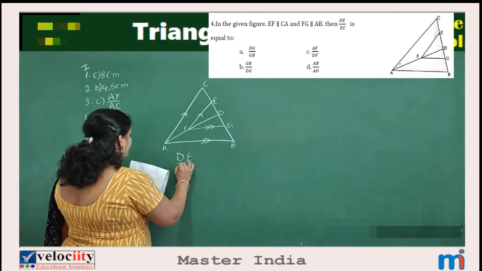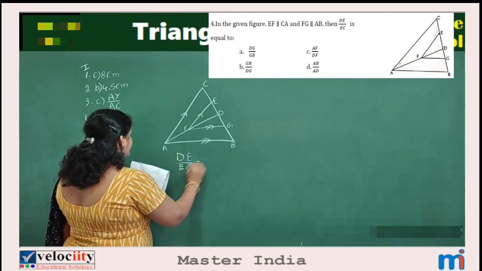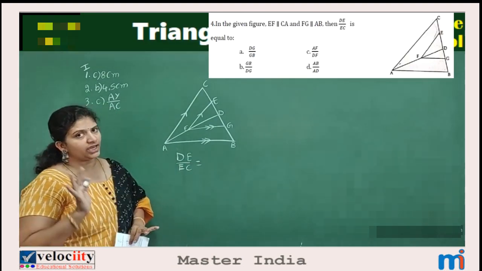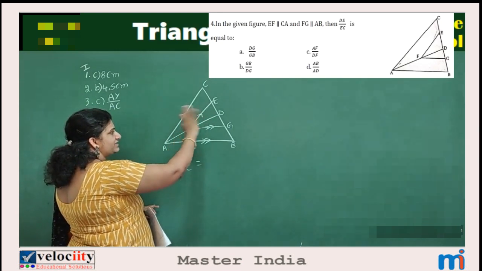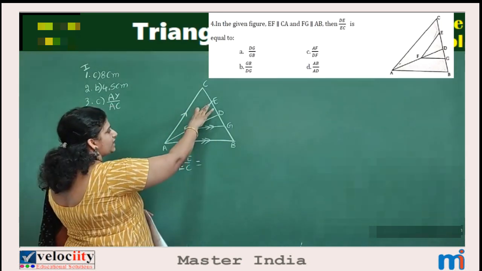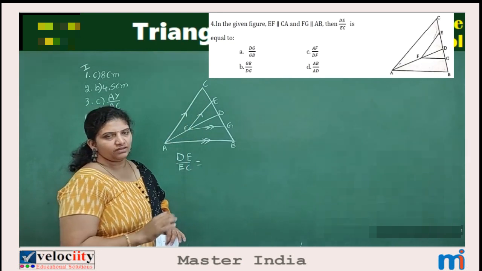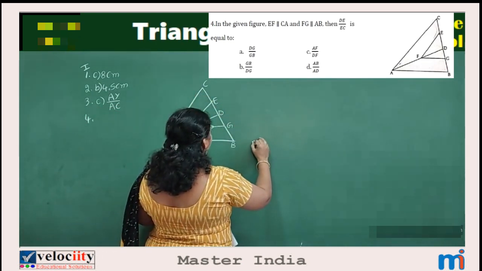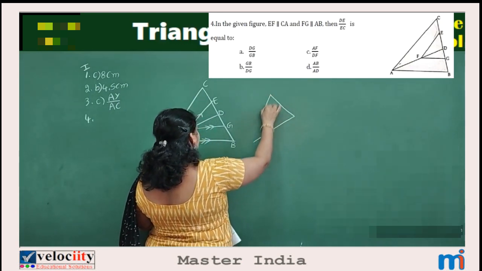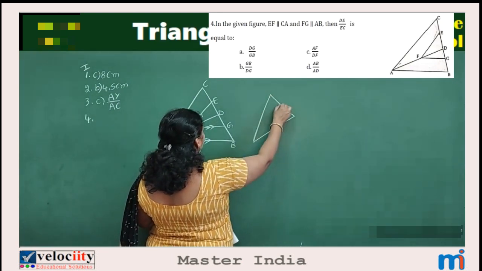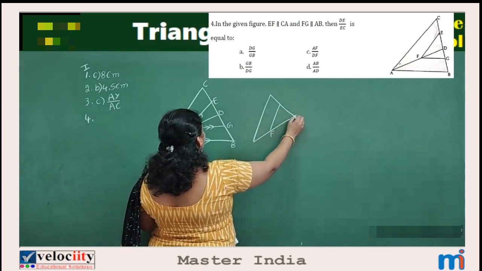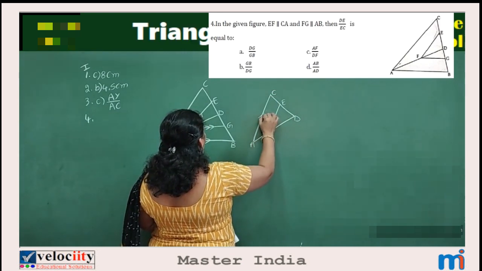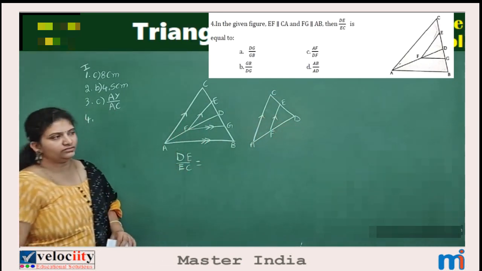Then, DE by EC is equal to dash. So, observe the given figure carefully. You can see 2 pairs of triangles. If EF is parallel to AC, let me take this triangle separately. Observe this triangle: F, D, E, C, A. Okay, these 2 are parallel.